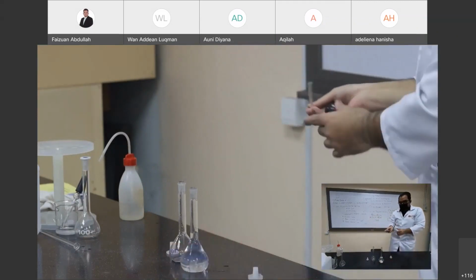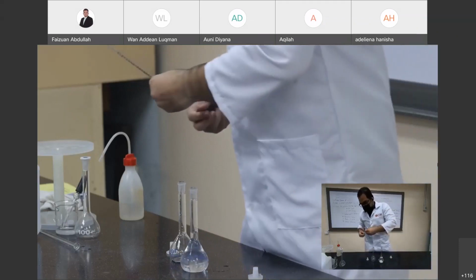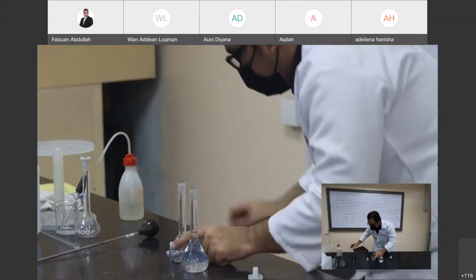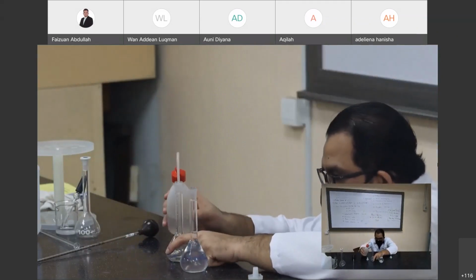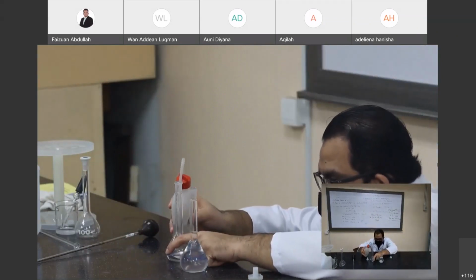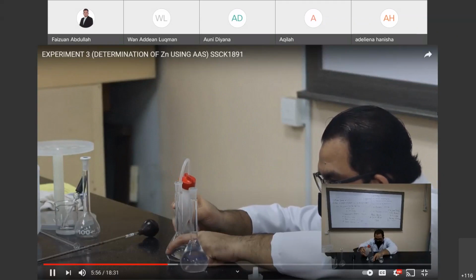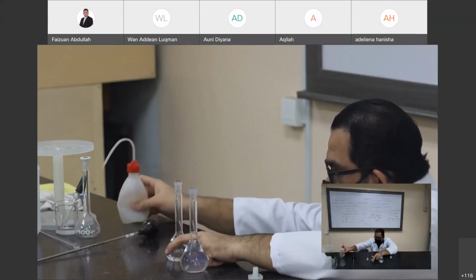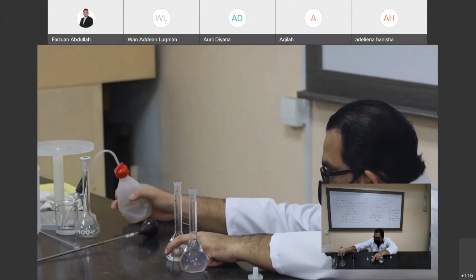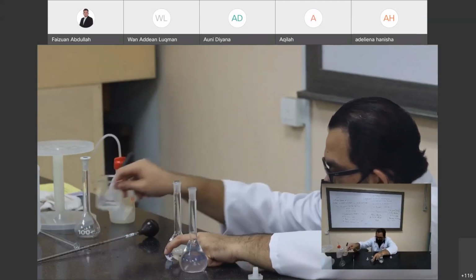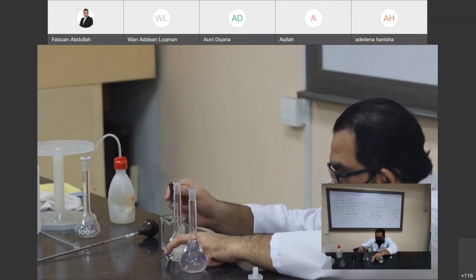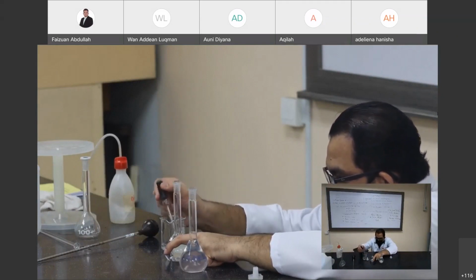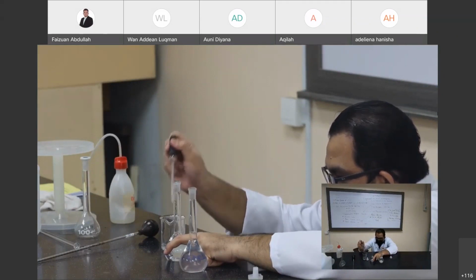M1V1 equals M2V2, guys. Since I have already transferred a certain amount of the stock solution into the next volumetric flask, now I'm going to fill up the volumetric flask with distilled water right up to the mark, the same process that I demonstrated earlier. Upon attaining the mark, I should be able to get my 10 ppm working solution of zinc.